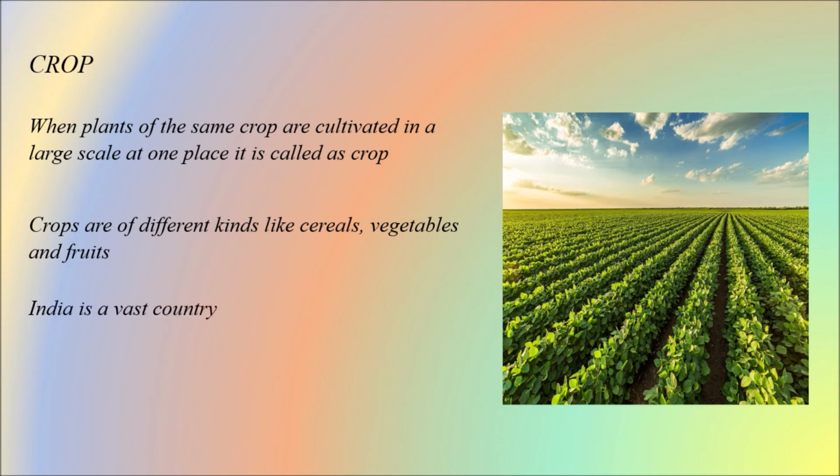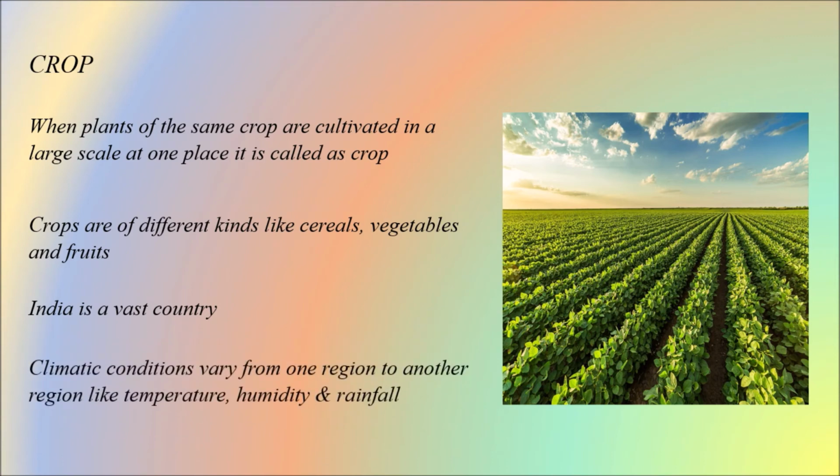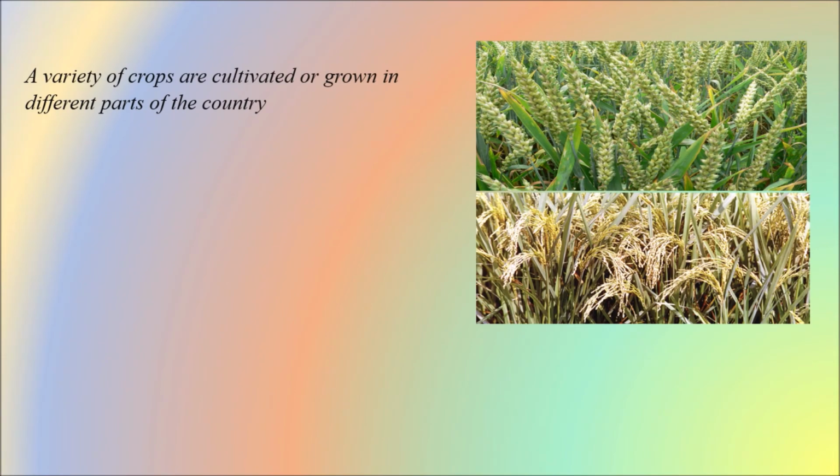India is a vast country, so we are talking about our own country. We need various varieties of foods, and climatic conditions like temperature, humidity, and rainfall vary from one region to another. In India, from north to south or from east to west, the climatic conditions differ from one place to another. A variety of crops are cultivated in different parts of the country. Two broad cropping patterns are observed in our country.